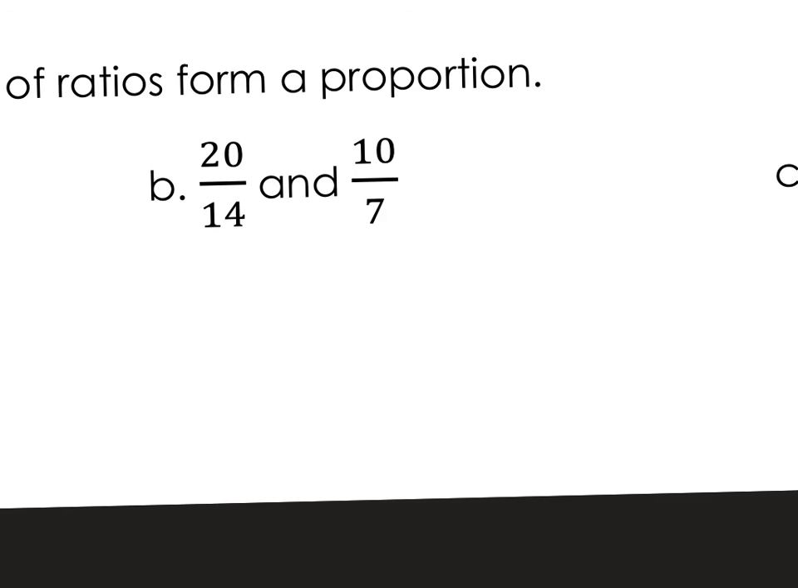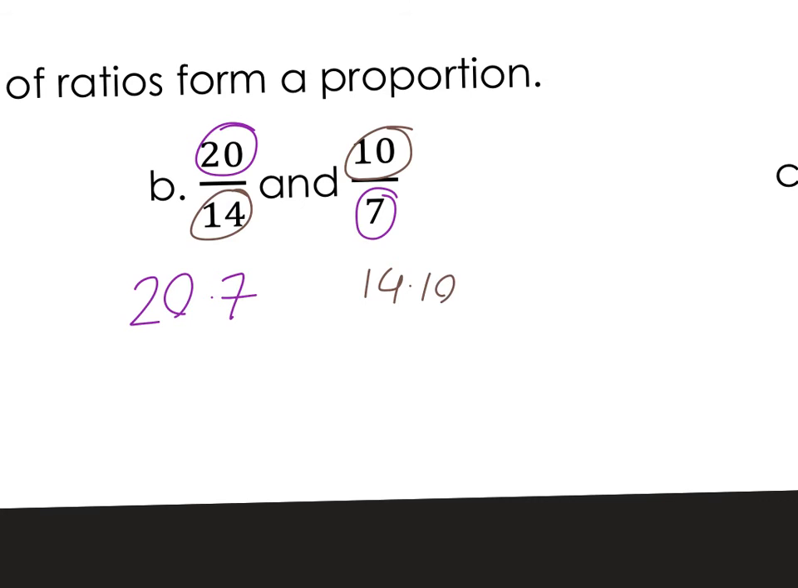In B, once more, we're going to identify our extremes of 20 and 7. 20 times 7. We're going to identify our means, 14 and 10. We're going to ask, are they equal to each other? Well, 20 times 7 gives us 140, and 10 times 14 gives us 140. Because 140 is equal to 140, these are equal to each other, and therefore form a proper proportion.